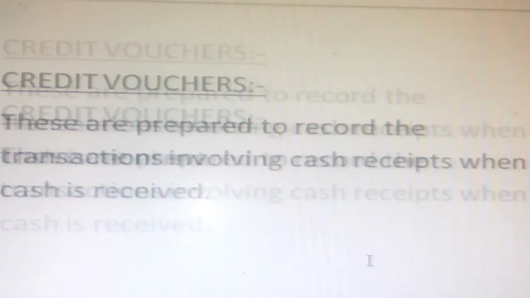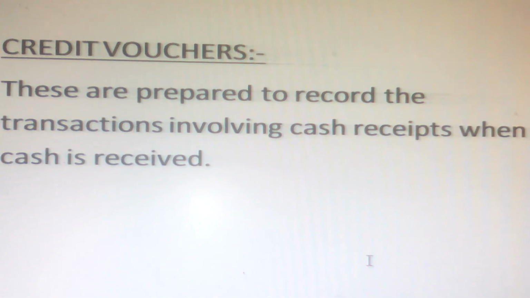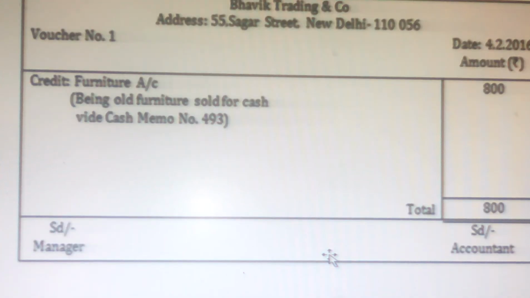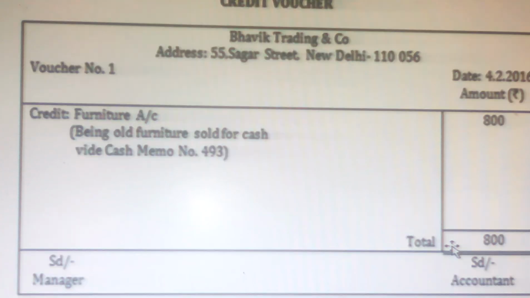Correct. Similarly, what is the credit voucher? These are prepared to record the transactions involving cash receipts. When cash is received, it is based upon our cash receipt. See the cash credit voucher. So we credit the furniture account. Naturally, we sold our old furniture and got money. So there is the voucher number, running number, the date, how much amount we sold for, the manager who authorized it, then the accountant who prepared this credit voucher. Correct. This was the credit voucher, with the company name who prepared it.